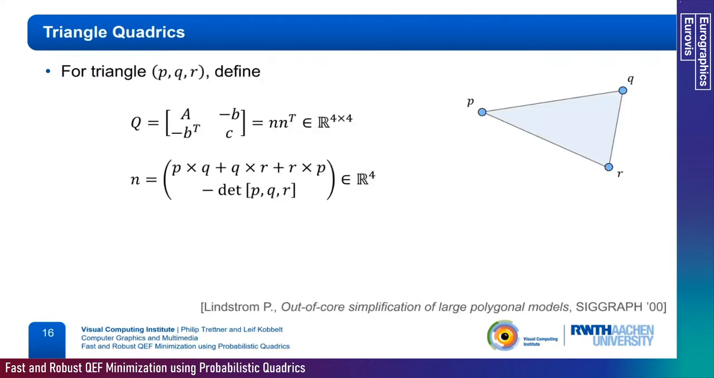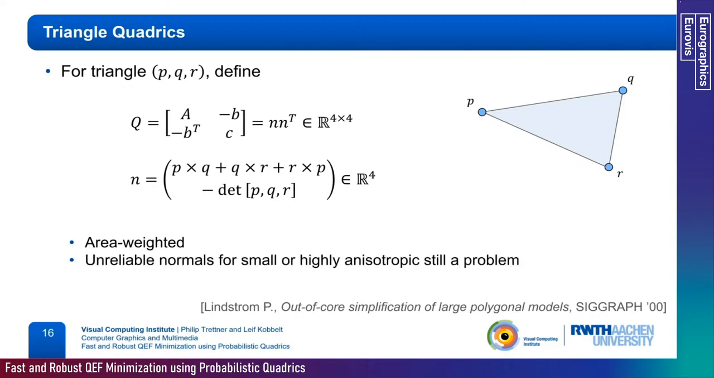The second type of quadric we've examined is what we call the triangle quadric, which was already used by Lindstrom 20 years ago to simplify large polygonal models. The triangle quadric is defined using the three positions of the triangle, and it is given by n n transposed, where n is not the classical normal vector, but rather this four-dimensional vector comprised of pairwise cross products of the positions and the negative determinant of the 3x3 matrix given by the positions. This triangle quadric is automatically area-weighted. However, it still has problems for small or highly anisotropic triangles because there, even a small amount of noise can lead to foldovers and thus unreliable normals.